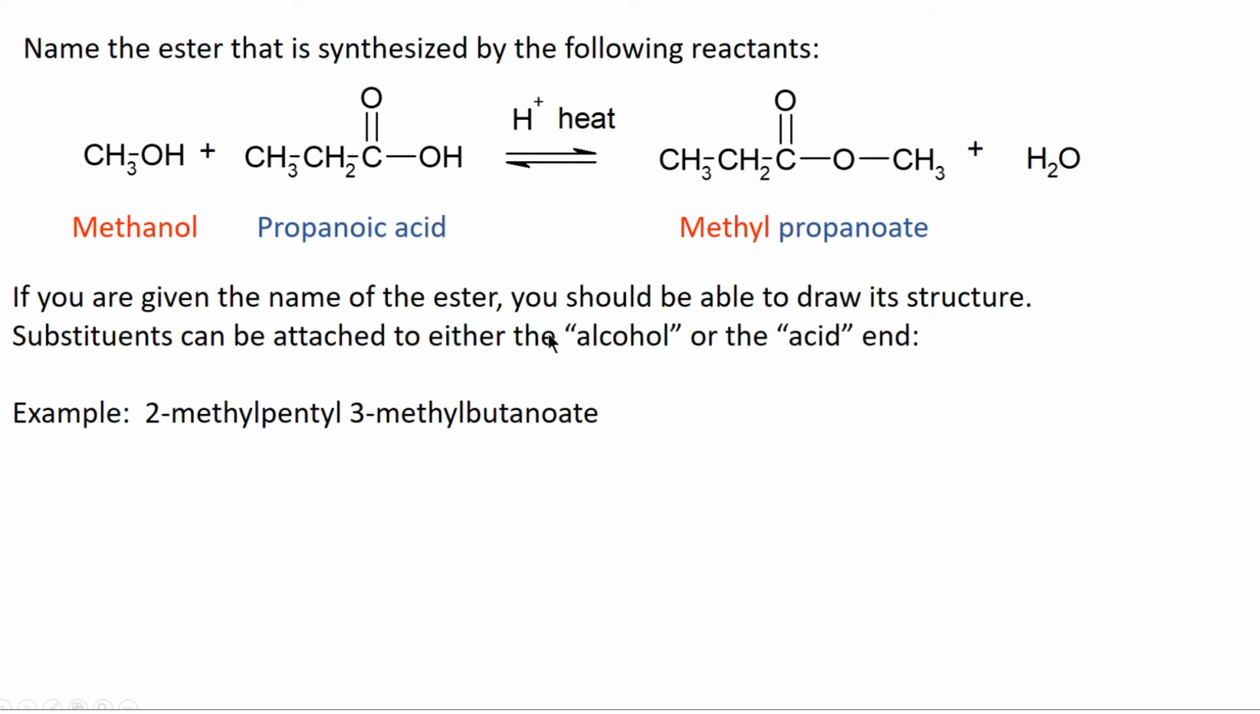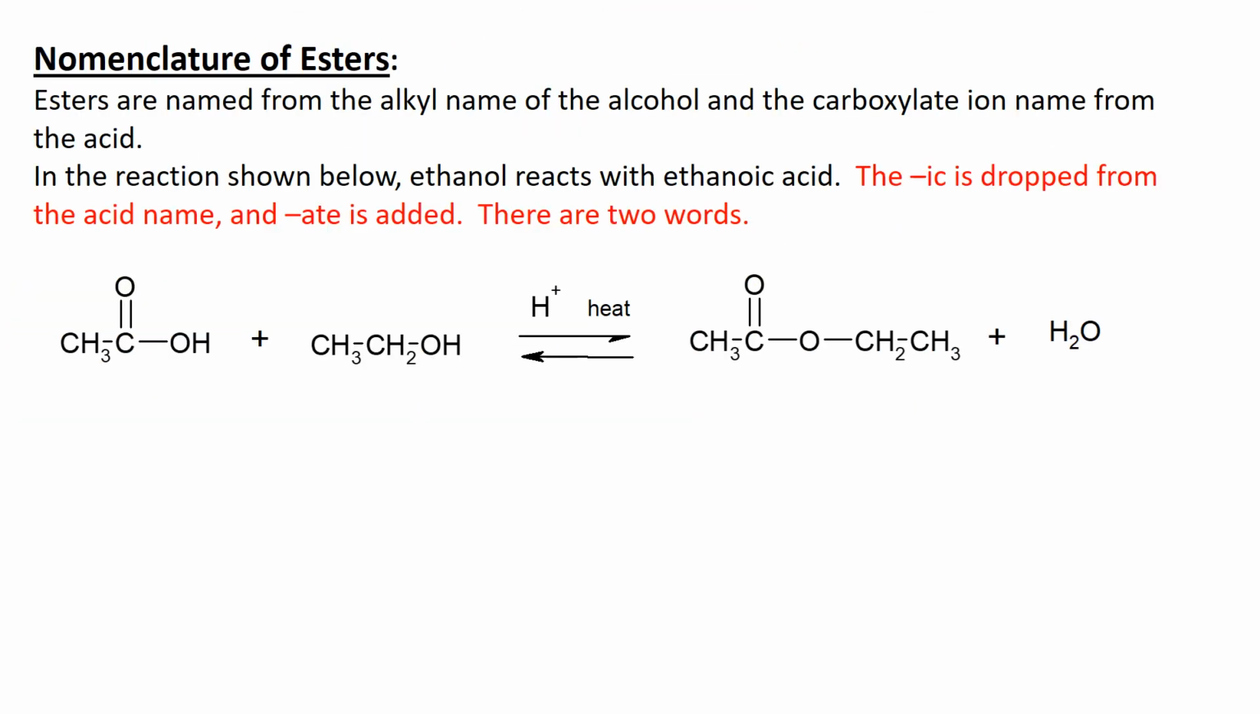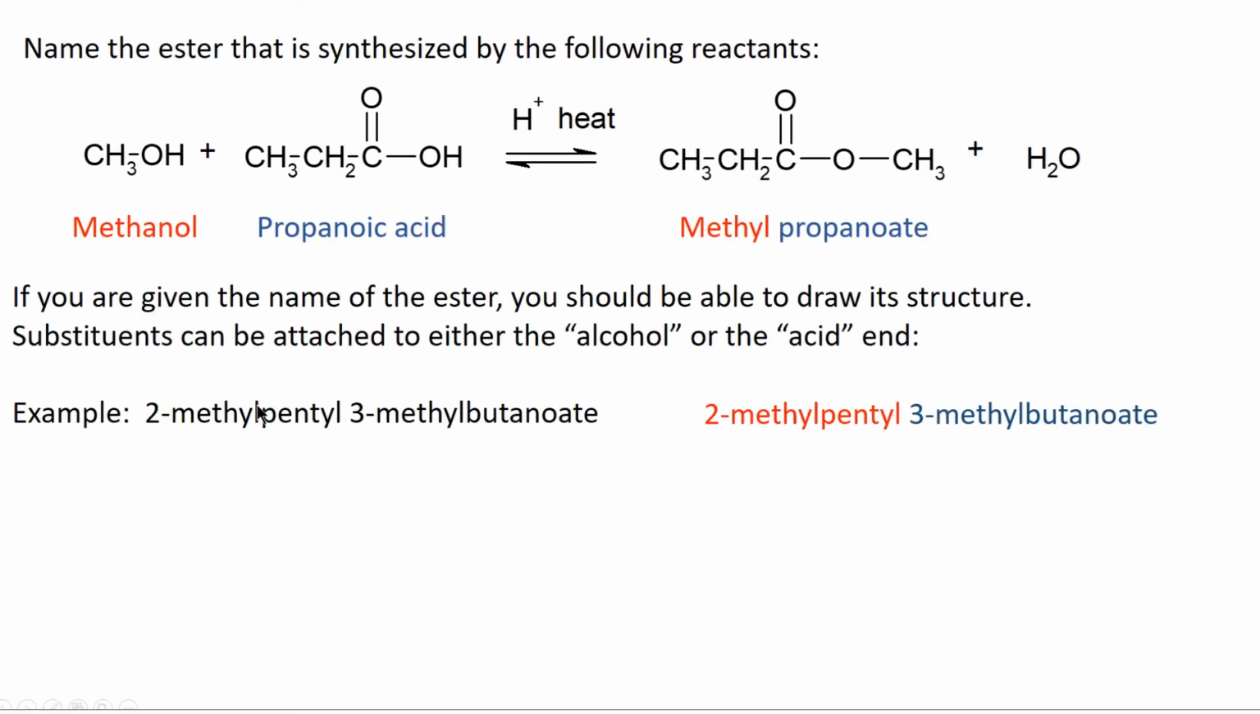So let me bump this up a bit. 2-methylpentyl 3-methylbutanoate. What is that, right? The first thing you want to notice is you have the alcohol portion and you have your carboxylic acid portion. All right, so again, notice that you have the alcohol portion of it listed first, followed by the carboxylic acid portion listed last.